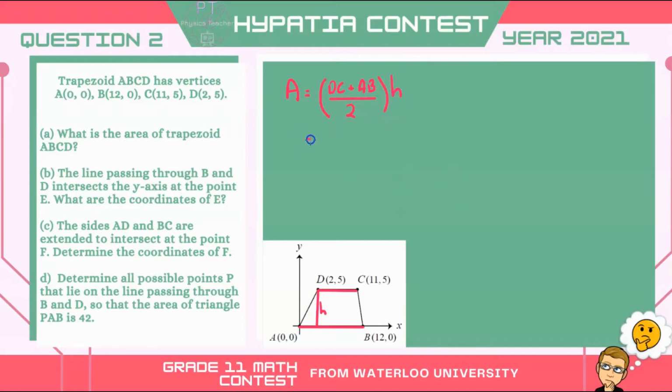Okay, so let's figure out what all these lengths are. So first, DC. Well, that's a difference in our x-coordinates, and our x-coordinates are 2 and 11. So 11 minus 2, their difference would be 9. So here we have 9. Plus AB, again, difference in x-coordinates, which would be 0 and 12. So that's just 12. Divide that by 2. And multiply it by their height.